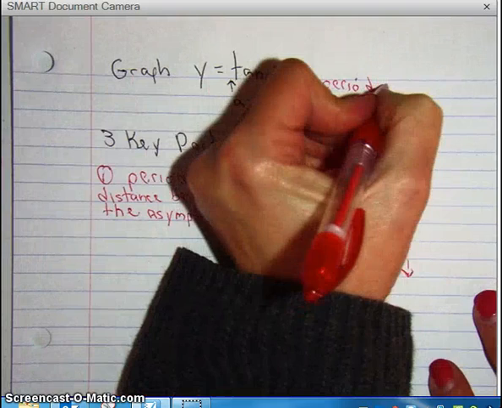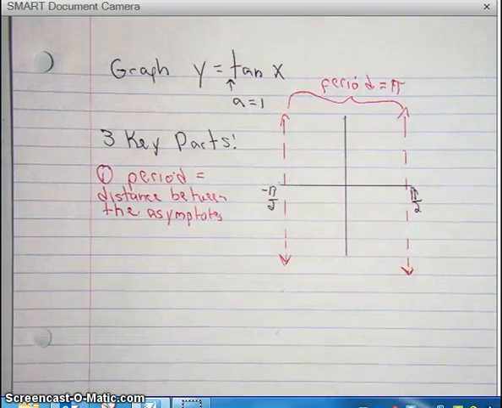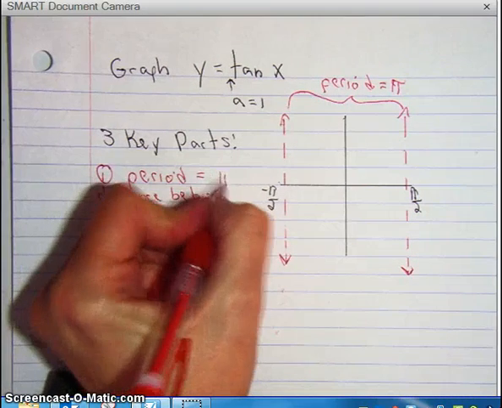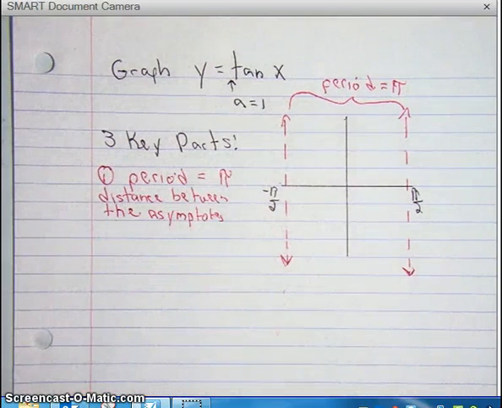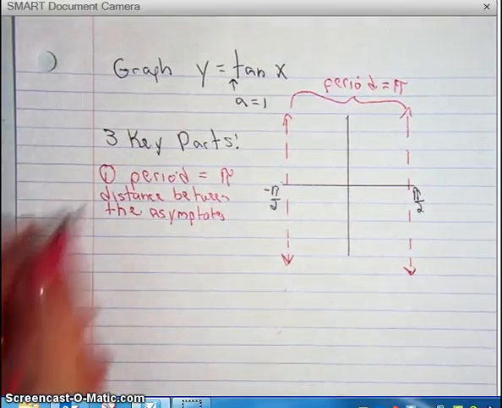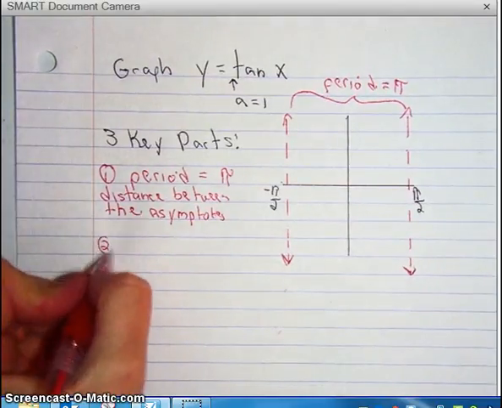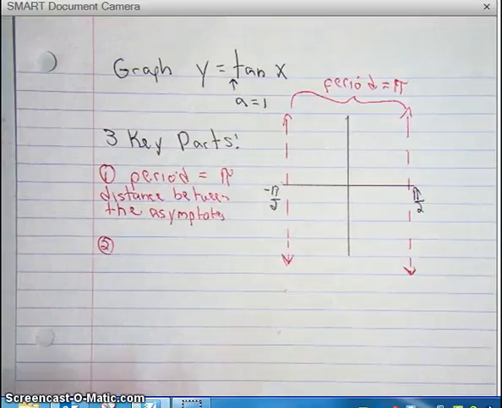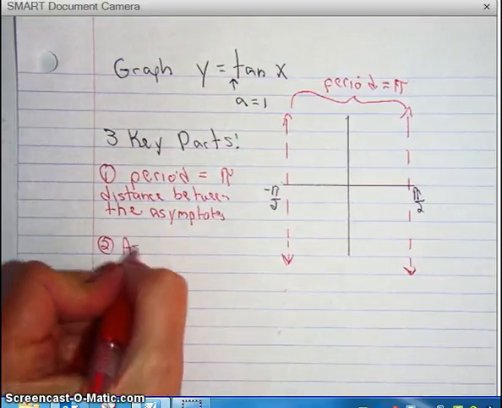It's pi. Now, is that different than sine and cosine? Yeah, very different. Sine and cosine are 2 pi. Period for tangent is pi. That's something, guys, that you're going to have to remember. Okay? Number 2 is actually giving the equation of the asymptotes.